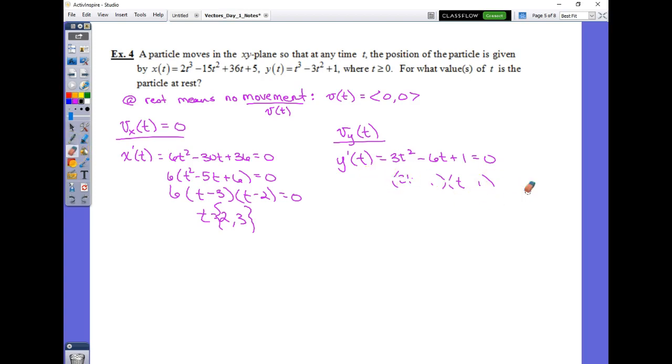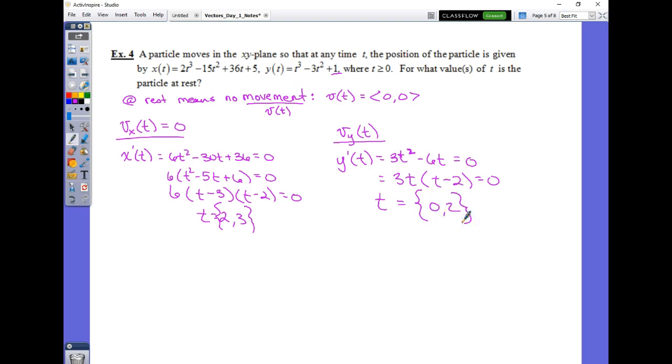Hopefully some of you were screaming at your screen there for a second. Because that should be 3t squared minus 6t equals 0. Derivative of 1 is back to 0, so don't be a fool like me. So that becomes 3t times t minus 2 is 0. We find out that this y component is at 0 and 2.